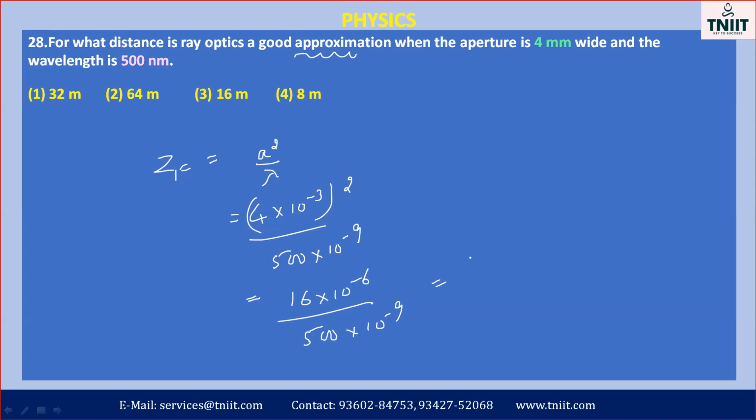This is approximately 16 by 5 into 10 power 1. So 2 minus 7 plus 1. So it will be 160 by 5. Or you can take 5 ones are 5, 5 twos are 10. So 16 into 2, that will be 32. It's better. So option 1 is the right answer.